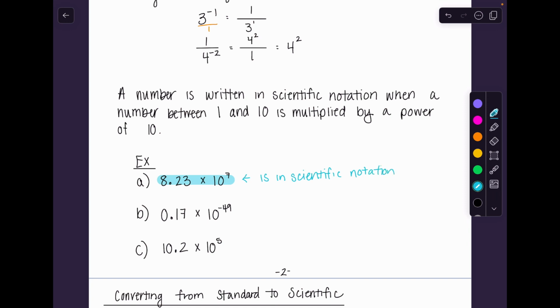Although these other two look very similar, the problem is this leading piece. You want a nice solid digit followed by the decimal. So it has to be 1 point something, 2 point something, 3 point something, up to 9. So here you have 0, that's a problem. And then for C, you have 10, that's a problem. So even though it has 10 to a power, these are not quite scientific notation.